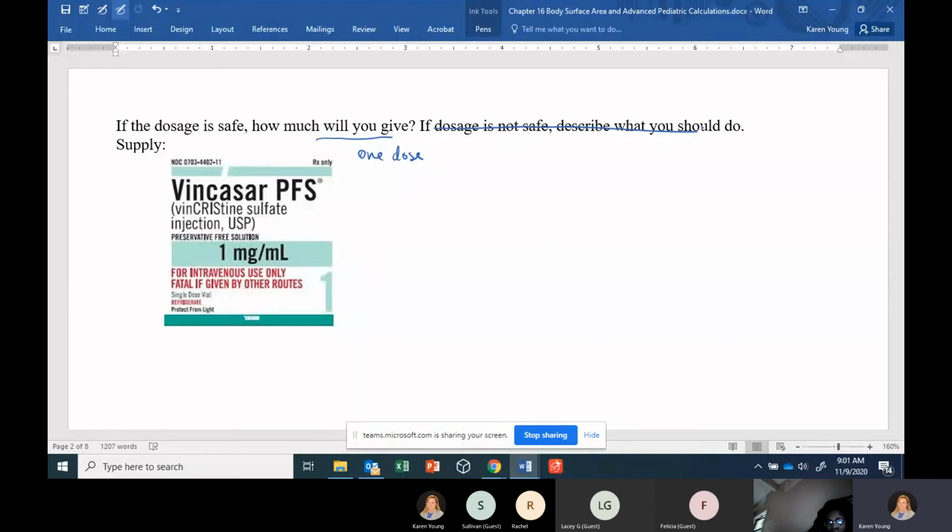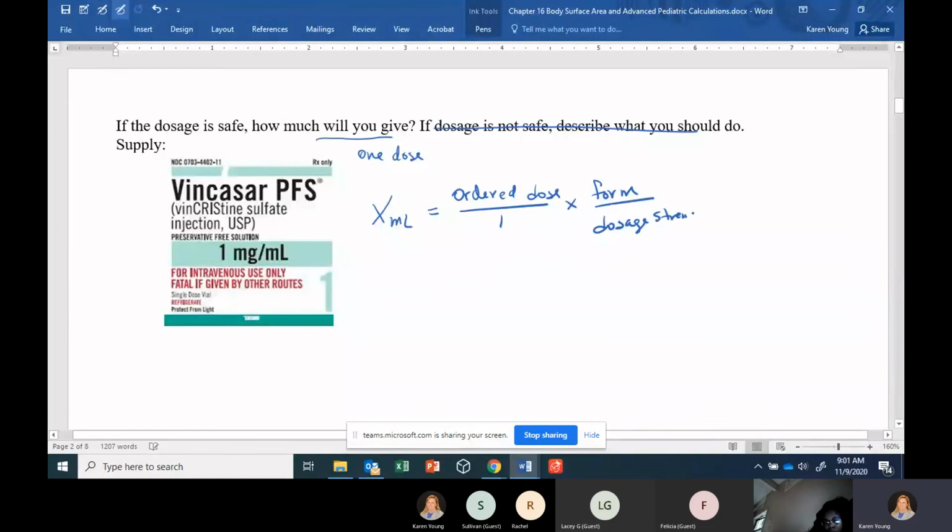So remember, when you're looking for how much you will give, and it's been a while since we've done this, in this case it's in milliliters, so I'm looking for the milliliters, looking for one dose. It's my ordered dose, or my doctor's orders. So the ordered dose over 1 times my supply dose, or my form, over my dosage strength. So in this case, it's going to be milliliters over milligrams.